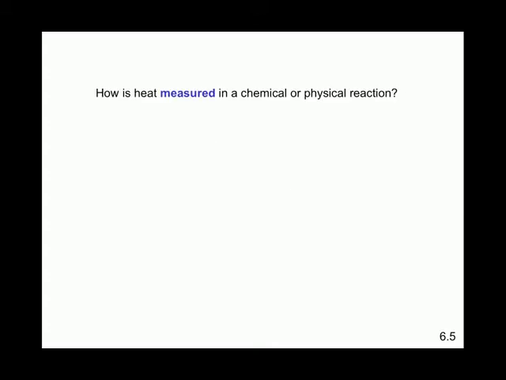How is heat measured in a chemical or a physical reaction? Now, the process for doing this is called calorimetry. Calorimetry originally was for measuring calories, which is a unit of heat. It's not a unit of chocolate cake or apple pie.